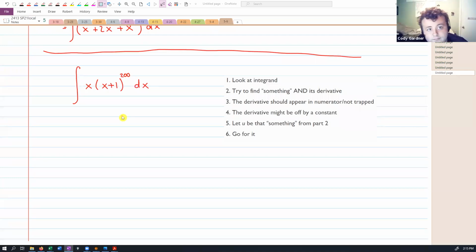Yeah, so we can't just take it out. Yeah, you can't, because I wanted to say that the X could be something and the 1 could be the derivative, but then I just realized it was trapped. Okay, I see what you're saying. Like X plus 1 is the derivative, if U is X, then the derivative of that is 1, and you see a 1 here, but then it would be trapped.